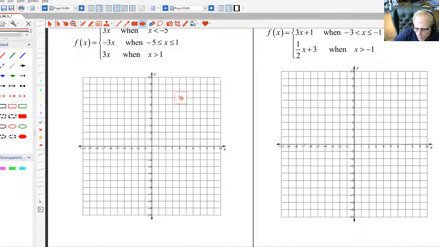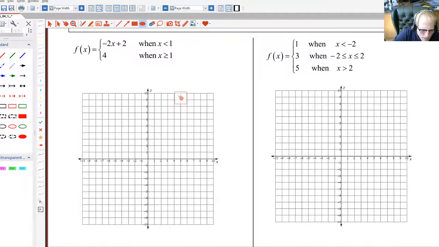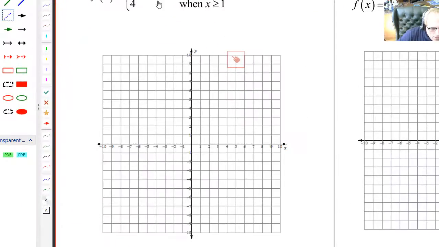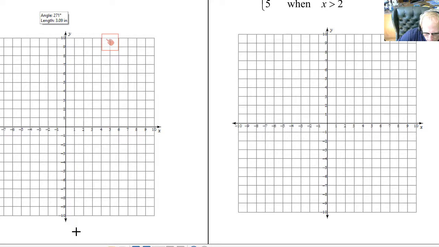So I'm just going to do one, well, let me do one more. Well, actually, I'll do a few more. Okay, so here we have the boundary line is x less than 1 and x greater than or equal to 1. So that's going to go right there. And then I'm going to do -2x plus 2 when x is less than 1. So a -2x is going to be down 2 over 1 starting at 2. So it's going to go like that.